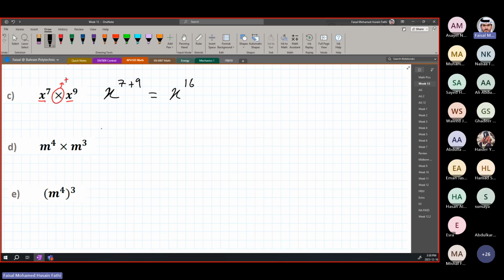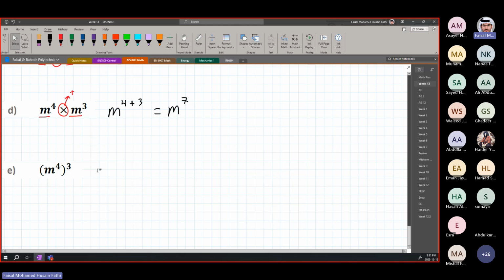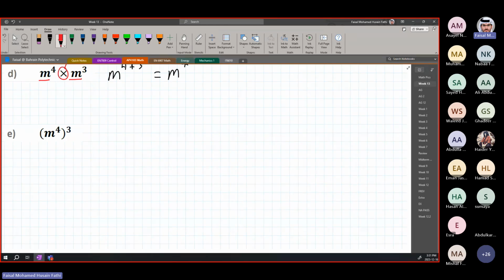Then, again, we have the same base over here, m and m. Multiplication, so this becomes addition for indices. So m to the power of 4 plus 3. This is equal to m to the power of 7, exactly. Now m to the power of 4 to the power of 3. Now we have power to power, so this is two powers in between. Since we have two powers, this becomes multiplication because it's a power to the power. So this is just equal to m to the power of 4 times 3, so it's equal to m to the power of 12.